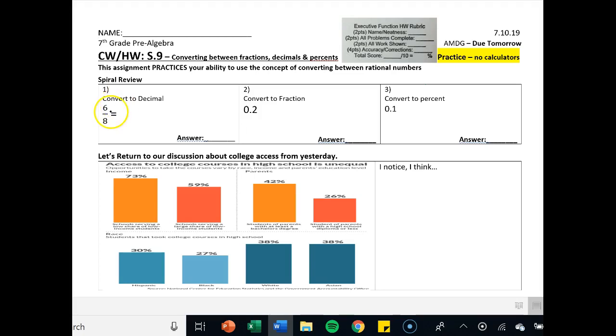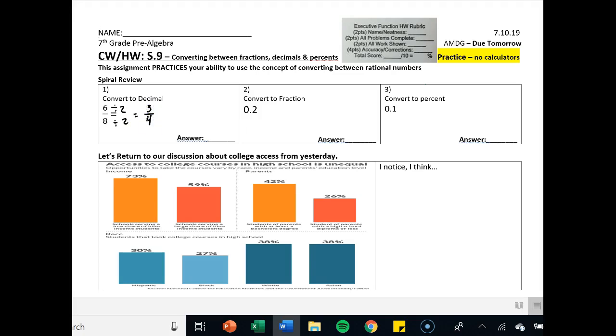So, spiral review, we've got these fractions right here. We've got decimals. We want to convert them to either decimals or convert the decimals to fractions. For converting a fraction to a decimal, the big thing you always want to do is try and simplify it right off the bat. So I can divide both of those by 2, and then I get 3/4.